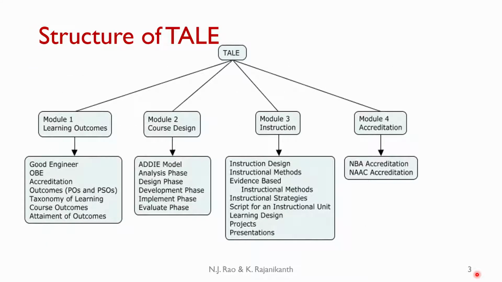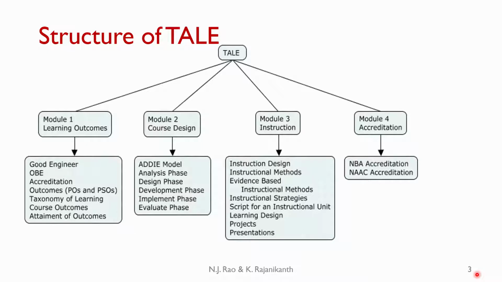Now, let us look at the structure of TALE, which we presented in module 1. The same structure we are repeating here. TALE has 4 modules, as we mentioned. Module 1 is related to learning outcomes, which is also otherwise called outcome based education, and we will presently see what exactly we reviewed in that. Module 2 is related to course design. That is what every teacher will have to do with their course, and if I design my course well, maybe my students will learn better.